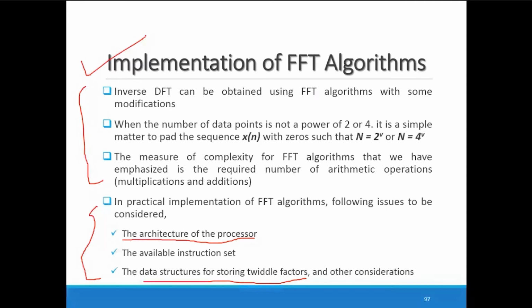Last point in practical implementation: the data structure for storing twiddle factors. When we have to store the twiddle factors, we use some kind of data structure depending on our requirement. Either we want to store the twiddle factors in normal order, or we have to store them in bit reverse order. Based on that, we select the data structure, either the normal data structure or the bit reverse data structure.